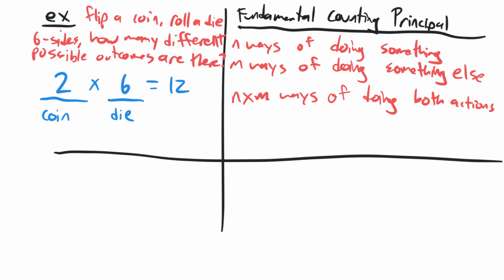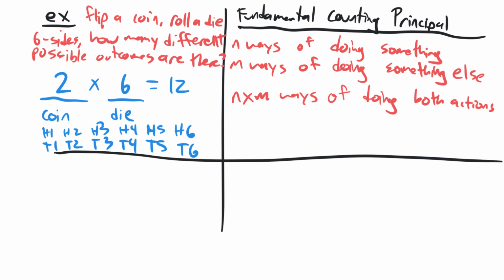Now, for a number like this, we could write out all the different options, right? We could either get a heads and a 1, heads and 2, heads and 3, heads and 4, heads and 5, heads and 6, tails and 1, tails and 2, tails and 3, tails 4, tails 5, and tails 6. So we could write out all 12 options if we wanted to for a question like this. But as, of course, you see the numbers get bigger, we need this general formula or general method so that we don't have to write them all out when we have 100 or 300 or 1,000 different options.